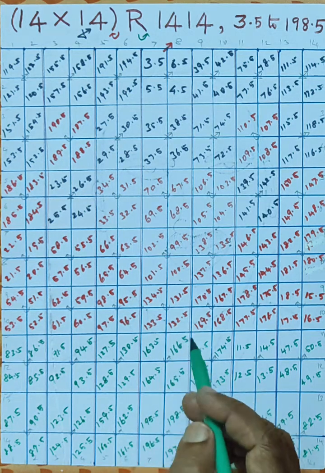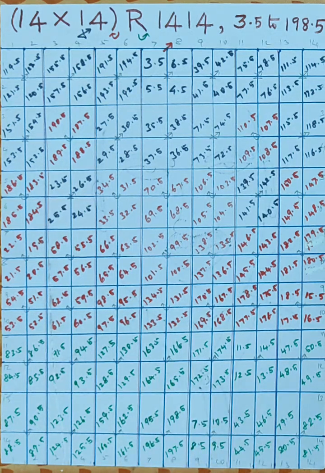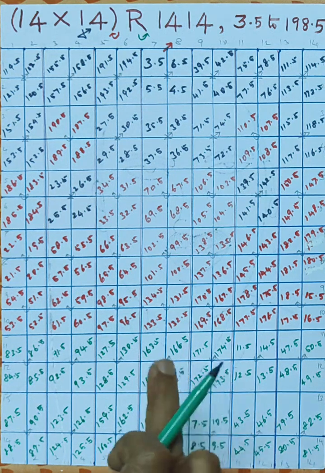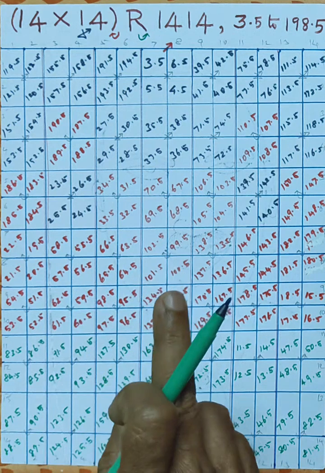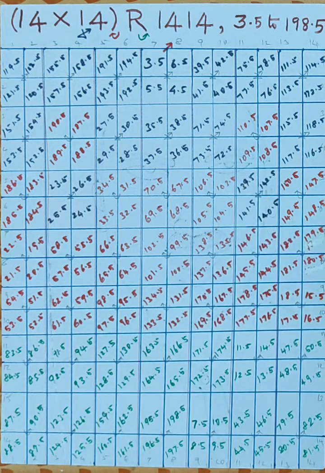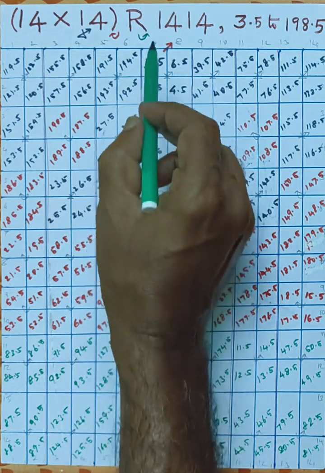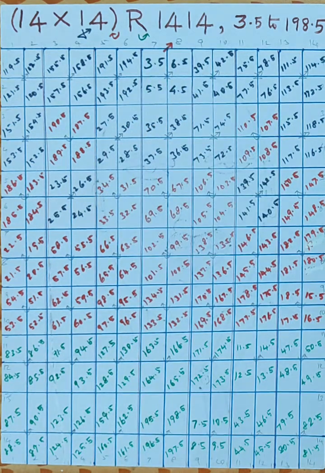Different colors are used so you can easily understand how to fill up all the numbers from one box to another box. If you add each row, each column, each diagonal, the sum will be 14, 14.